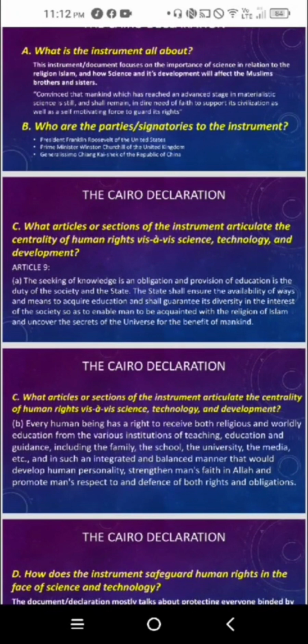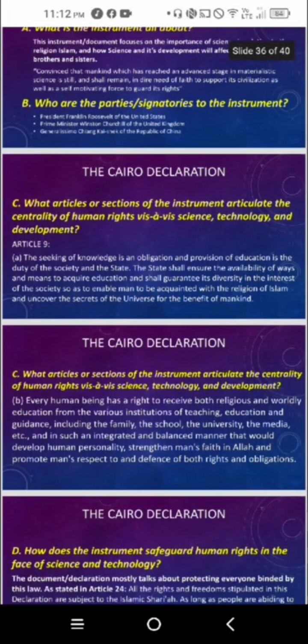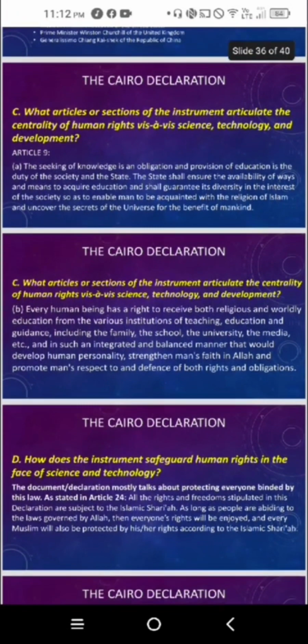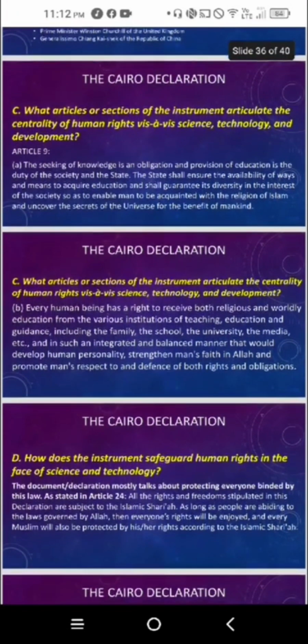Who are the parties or signatories to the instrument? President Franklin Roosevelt of the United States, Prime Minister Winston Churchill of the United Kingdom, and Generalissimo Chiang Kai-shek of the Republic of China. What articles or sections of the instrument articulate the centrality of human rights via science, technology, and development? Article 9.